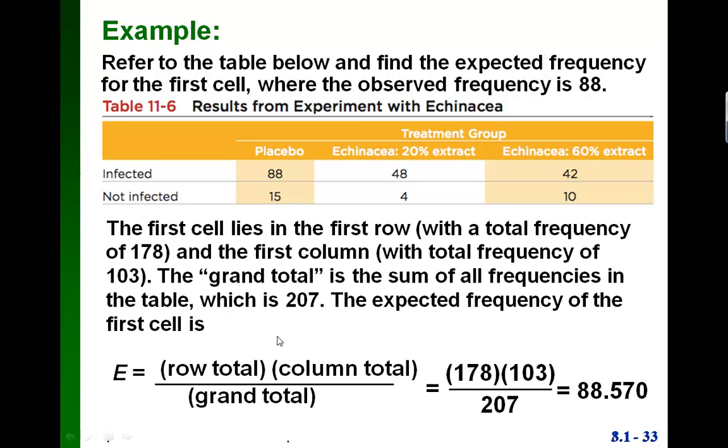We have here just an example of how you would find the expected frequency if you had to do it by hand. So for example, if we're trying to find the expected frequency for the very first cell, where our observed frequency is 88, so this cell right here, then we would look at the total for the first row and the total for the first column. The total for that first row going across this way is 178. The total for the first column, the 88 plus the 15, is 103, and the total for the whole table is 207. If we apply the formula, we get 88.57. So that's the value we would expect to see for this cell.